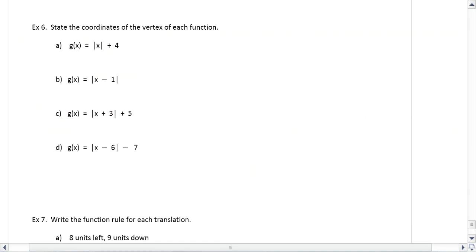So just to sum up a little bit before we do example 6, when we had a positive 2 outside the absolute value, that moved the graph up those many units. When we had a subtract outside the absolute value, that moved the graph down that many units. When we had a subtract sign inside the absolute value, instead of moving it in the negative direction to the left, it moved the graph to the right that many units. And then when we had a plus inside the absolute value, instead of moving it in the positive direction, it moved it to the left that many units.